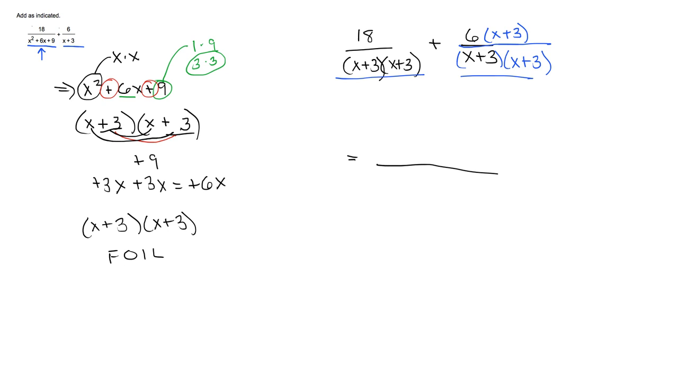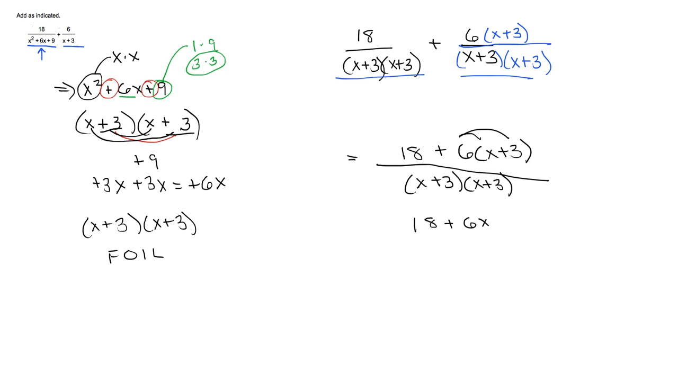So I'm just going to draw a big fraction bar, and write my denominator, which is x plus 3 times x plus 3. And then we'll add the numerators together. So I have 18 plus 6 times x plus 3. Now I'll just simplify the numerator. So I will distribute that 6. So I have 6 times x, which is 6x, and then 6 times positive 3, which is a positive 18. And again, that's over x plus 3 times x plus 3.